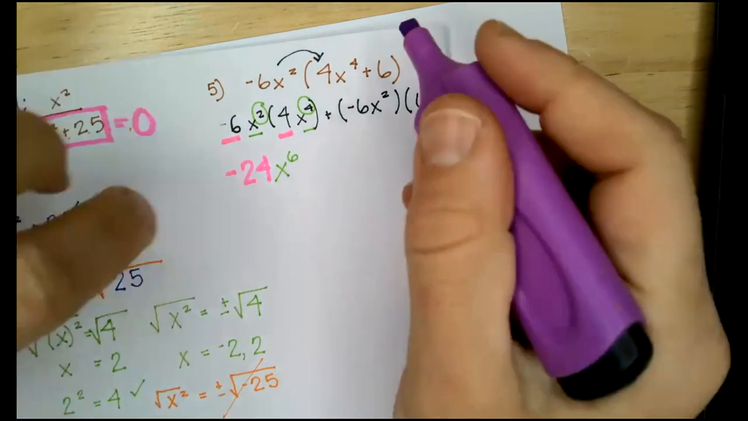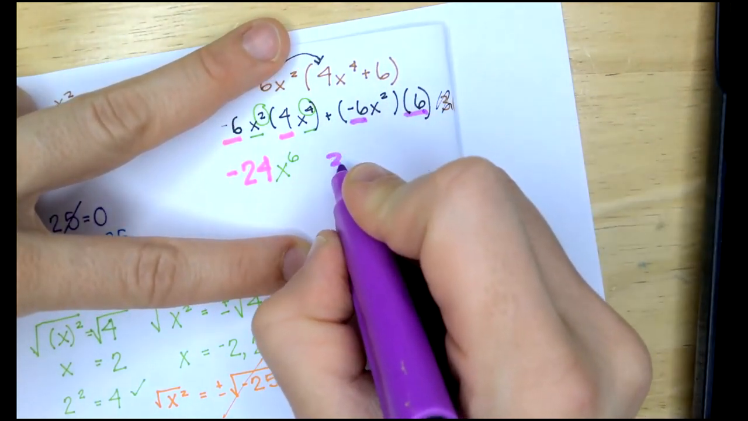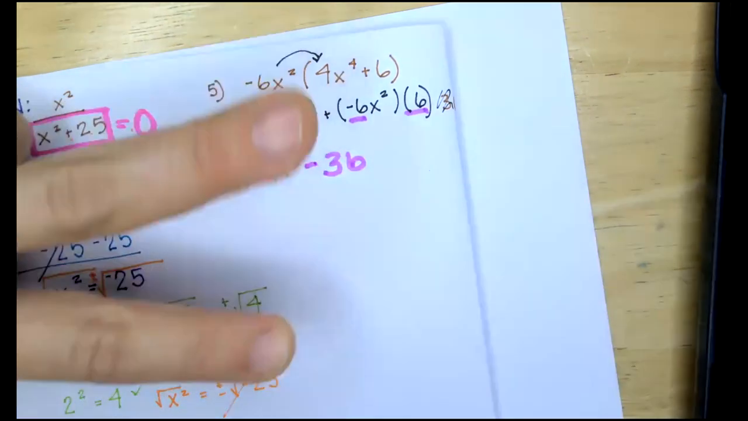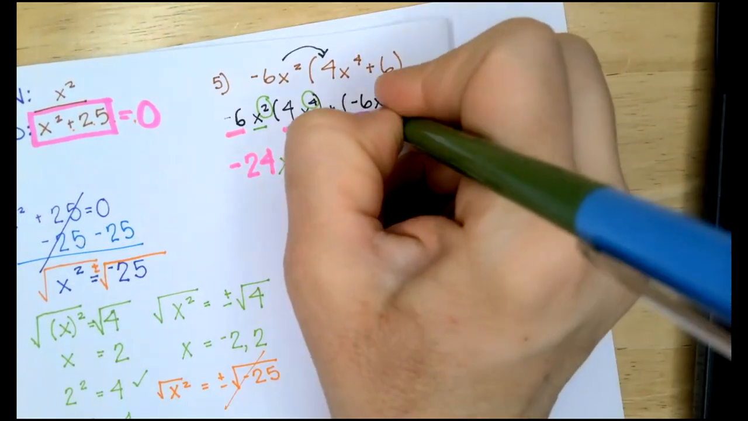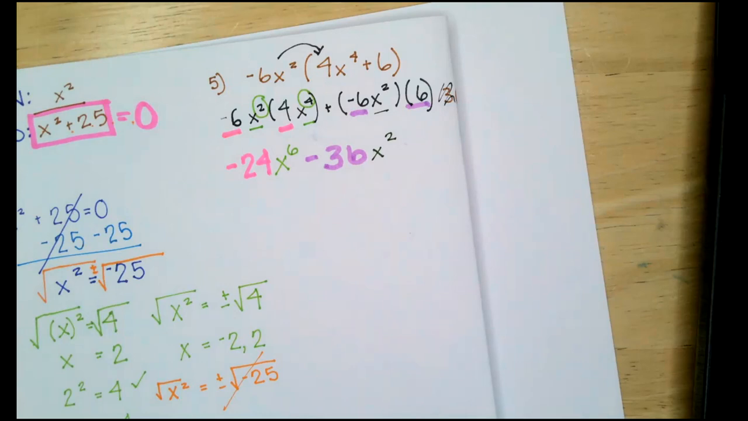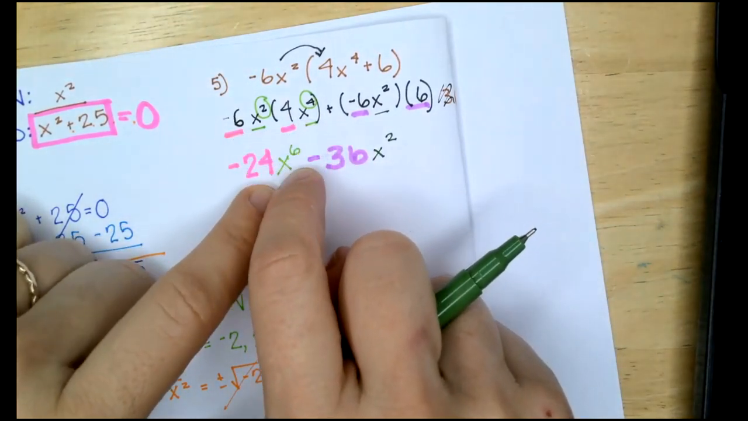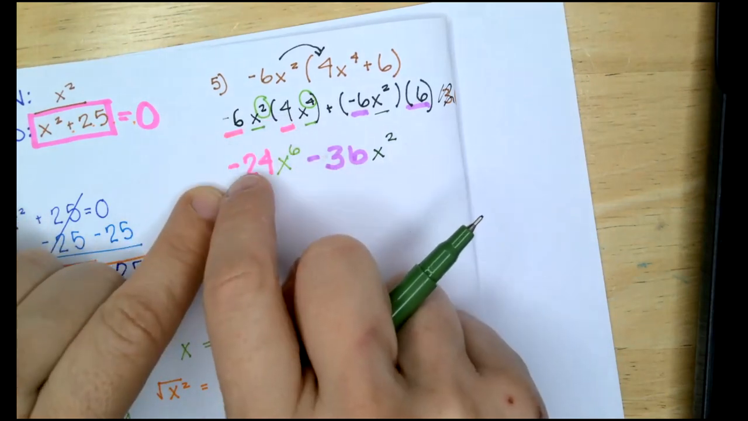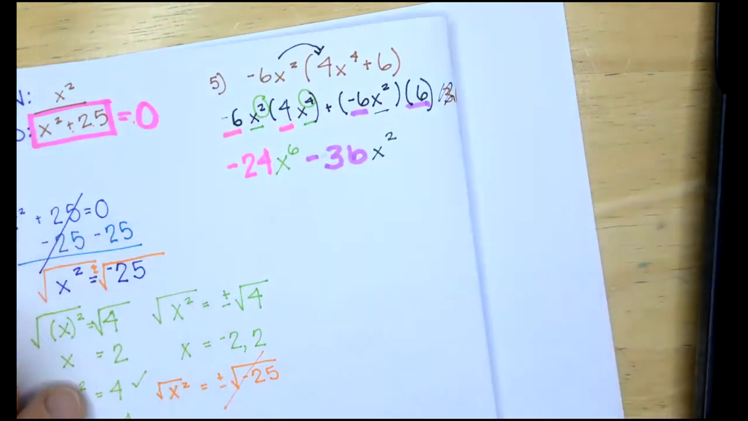All right, let's look at this again. Now we have the numbers, -6 and 6 becomes -36. Okay, and then the variable is just x squared. You're done. Okay, see, I look at the numbers, combine them. I look at the exponents, combine them. Make sure you have the right sign. Negative times a positive is a negative.